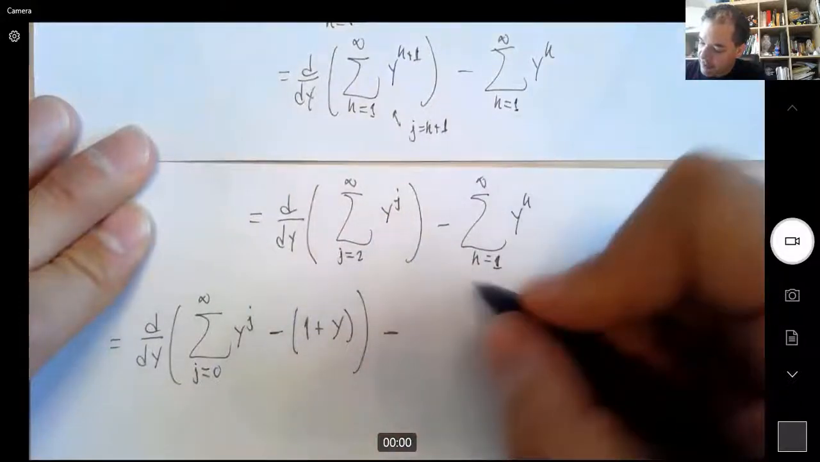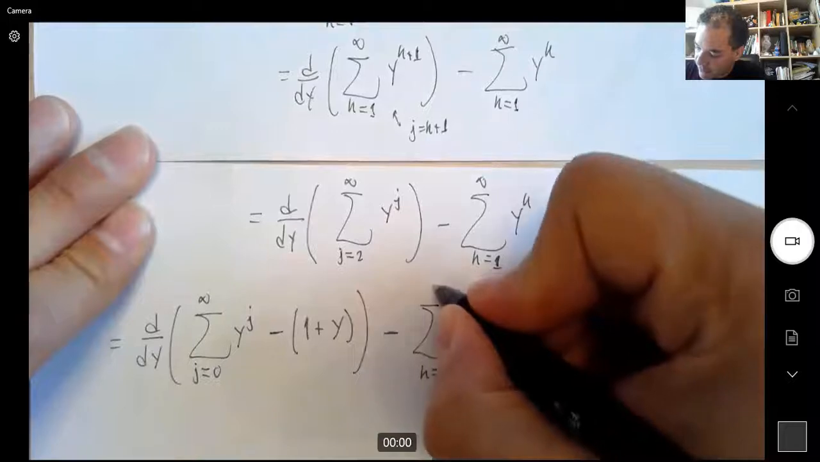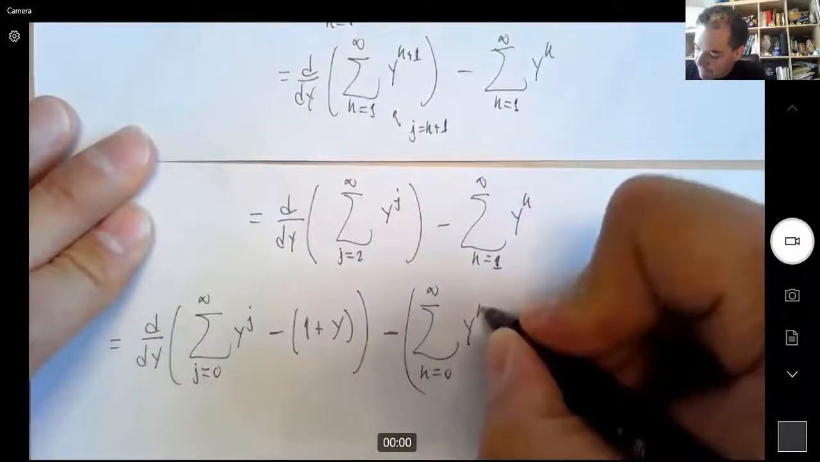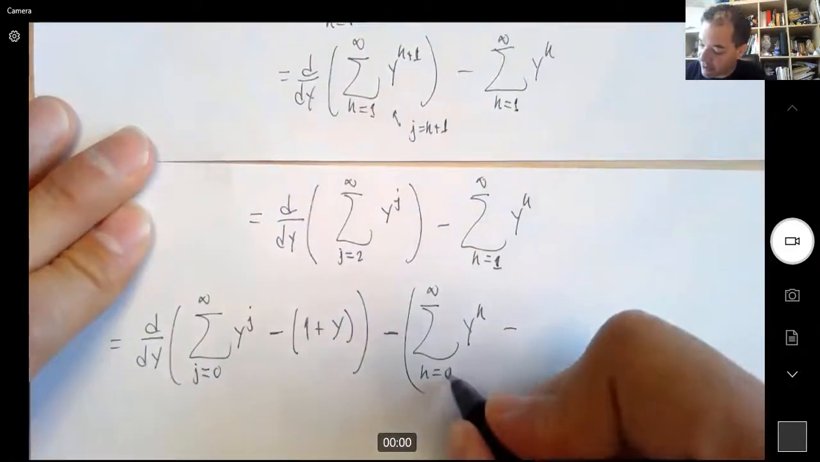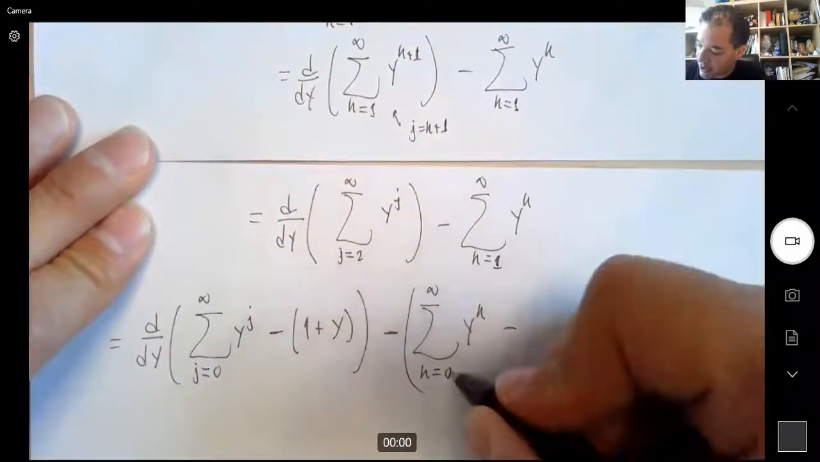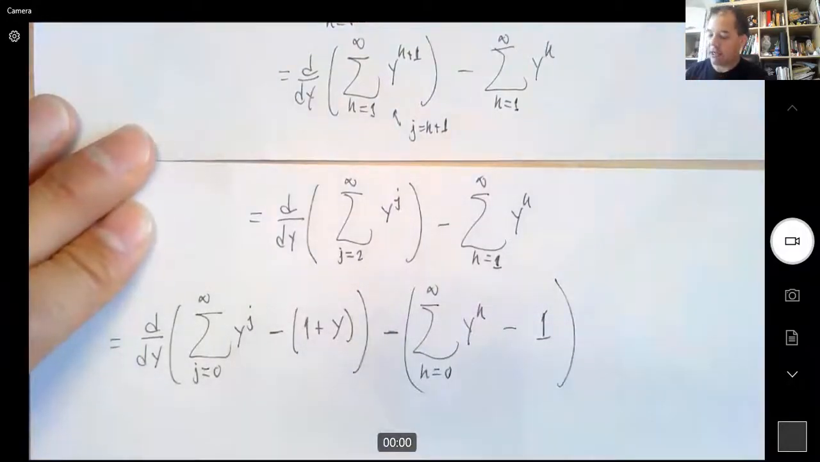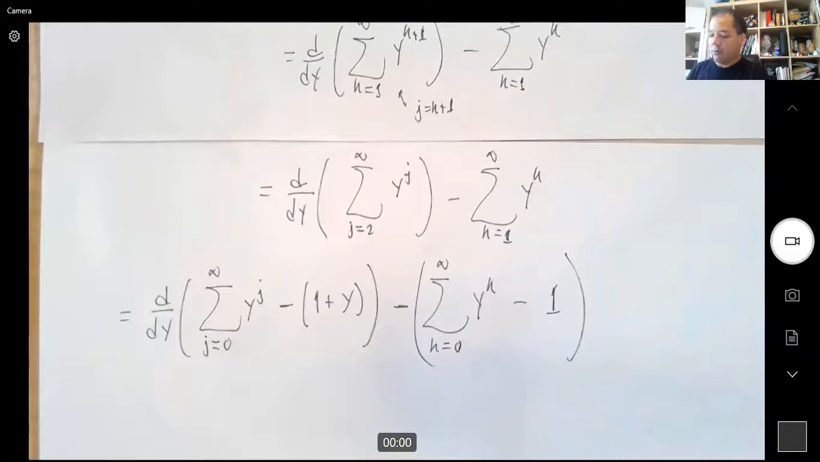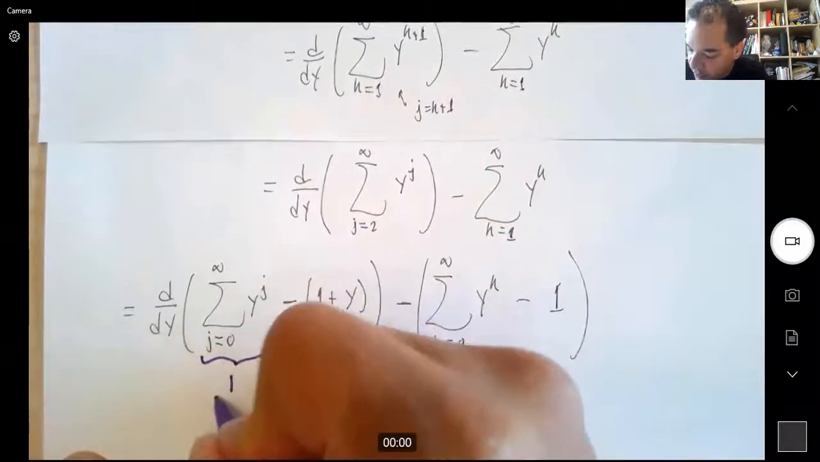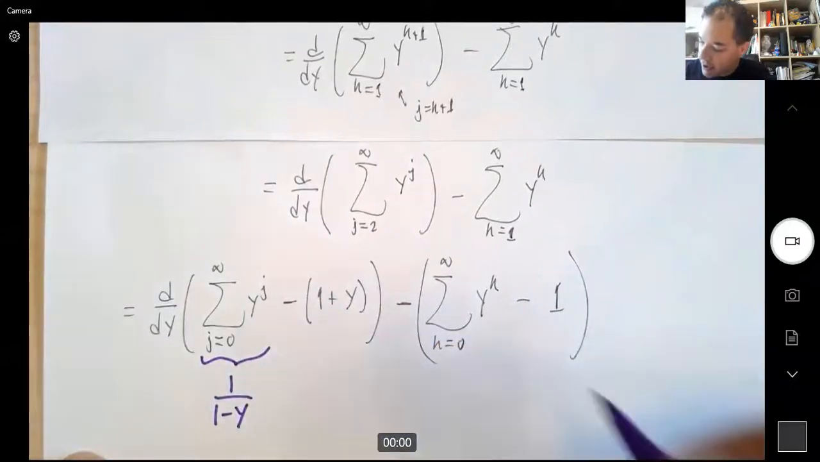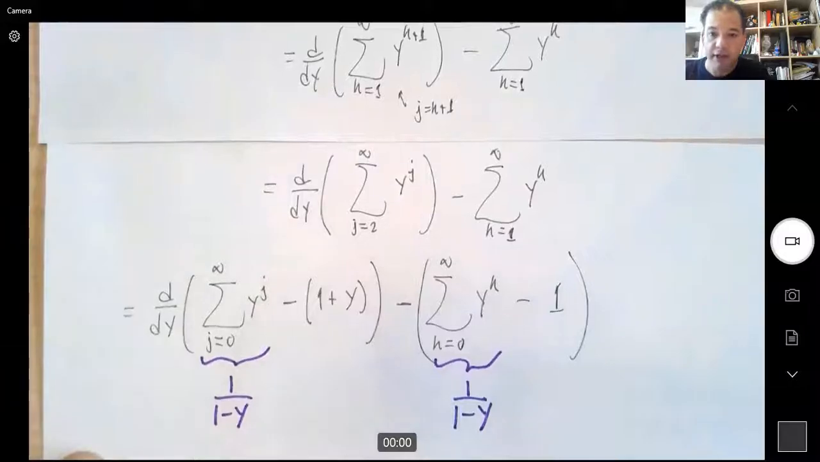Same thing here. I want to write the one that starts from 0 to infinity. But I have to subtract the term that I don't have, and the term that I don't have is when k is 0. So that's y to the 0, which is 1. All right? Almost done, because now we know what this one is. This one is 1 over 1 minus y. And we also know what this one is. This one is 1 over 1 minus y, right?